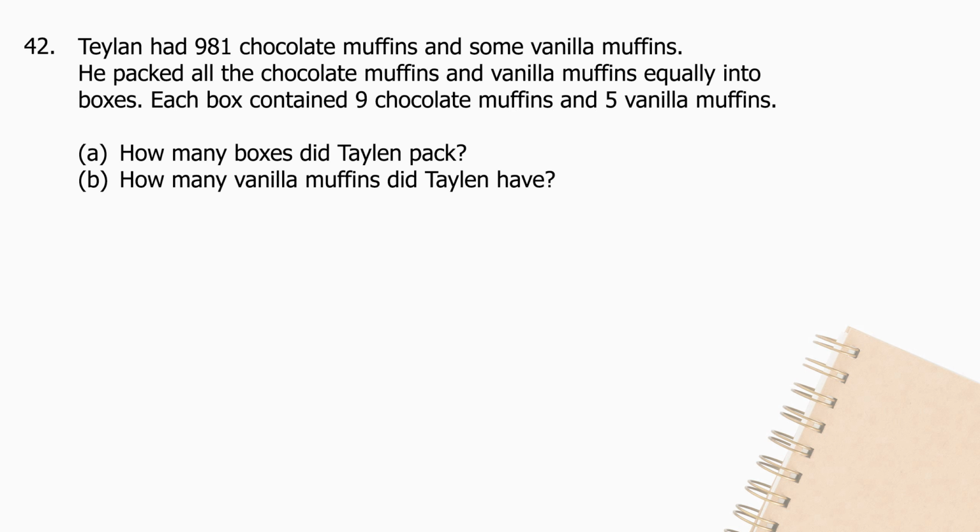Question 42. Talon had 981 chocolate muffins, and some vanilla muffins. He packed all the chocolate muffins and vanilla muffins equally into boxes. Each box contained 9 chocolate muffins and 5 vanilla muffins. A. How many boxes did Talon pack? B. How many vanilla muffins did Talon have?